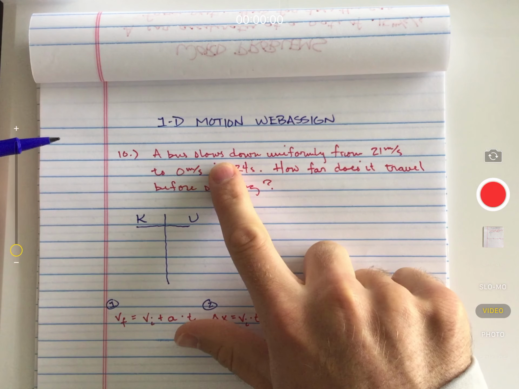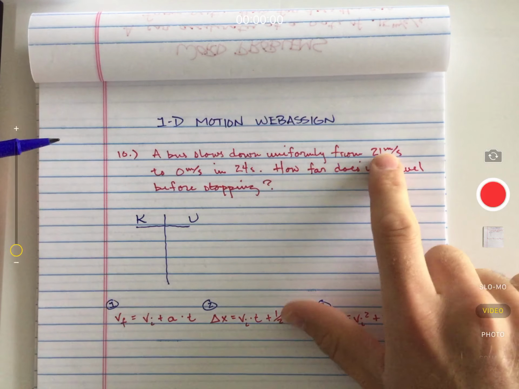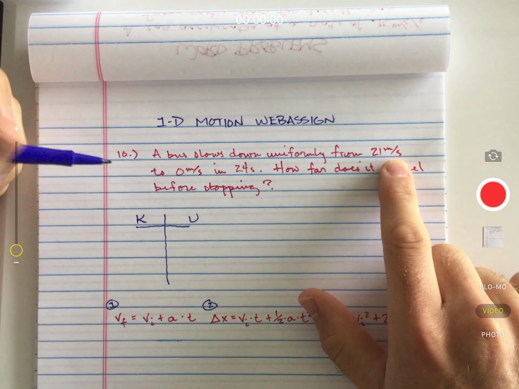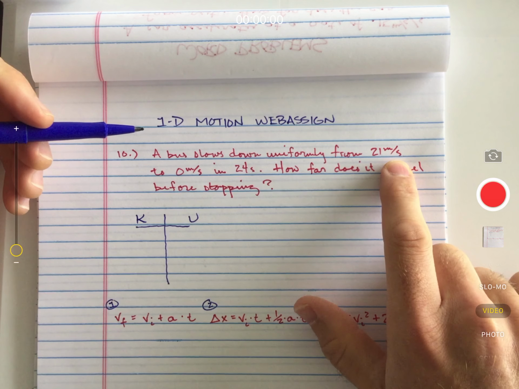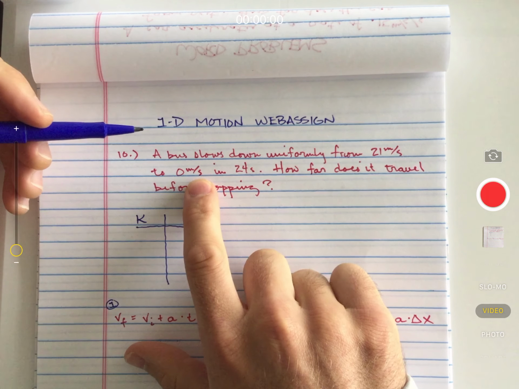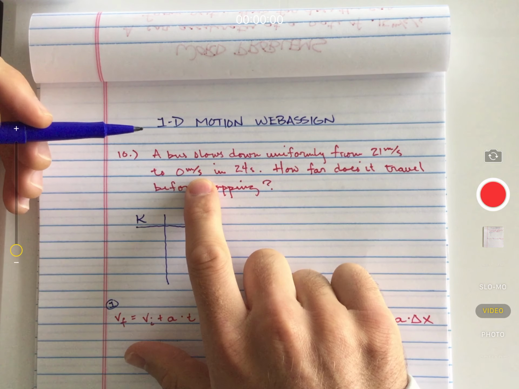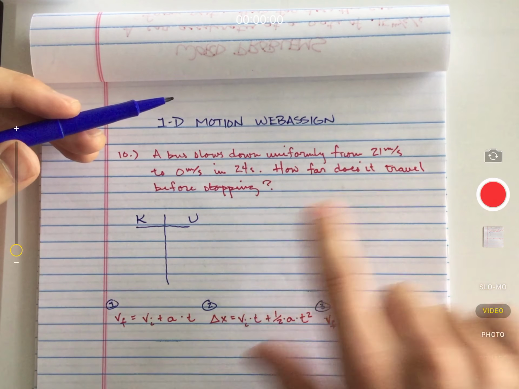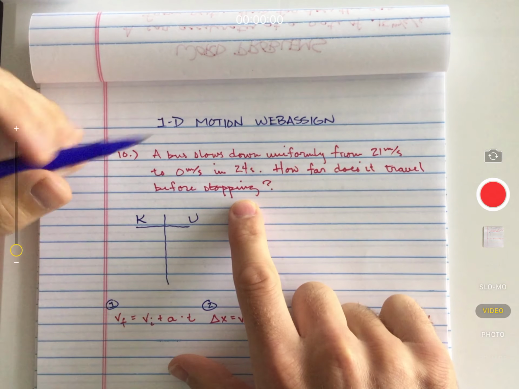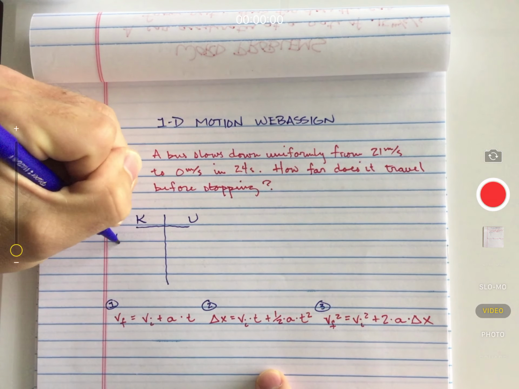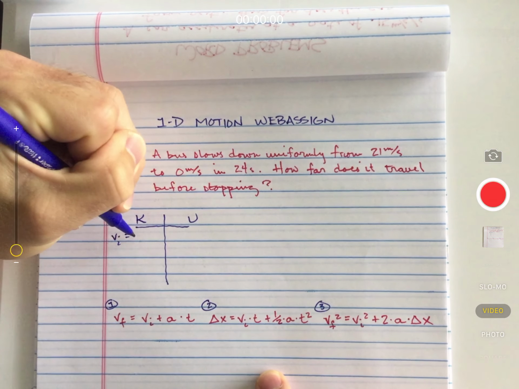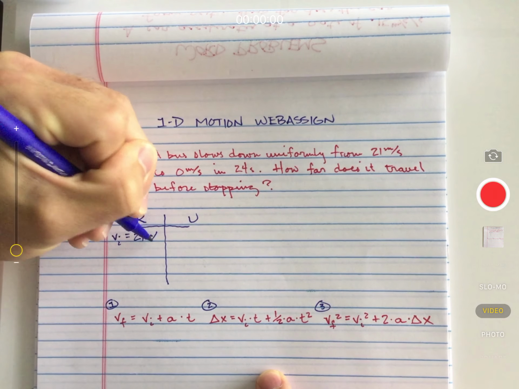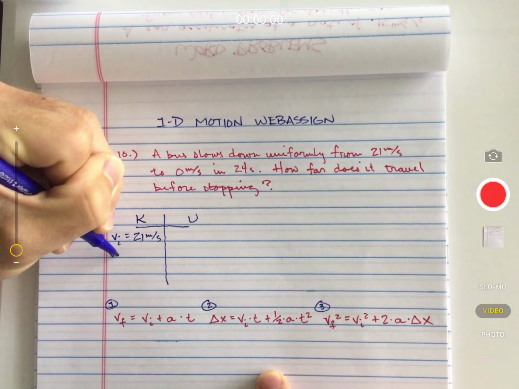When I hear slows down, I think of the velocity changing, and these units confirm that. So it's going from 21 meters per second, that would be the initial velocity, to 0 meters per second, which is the final. If you weren't sure which one was initial and final, it also asks how far does it travel before stopping. So that would lead me to believe that the final velocity is 0. So initial is 21 meters per second. Final is 0.